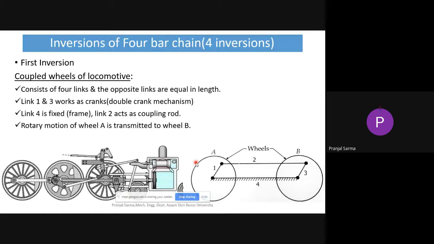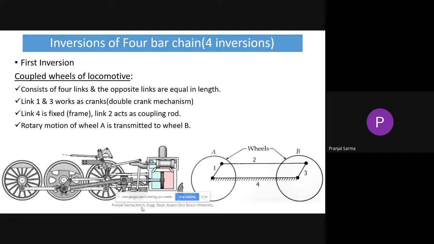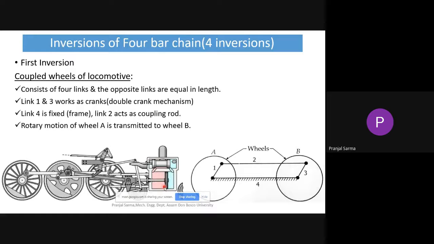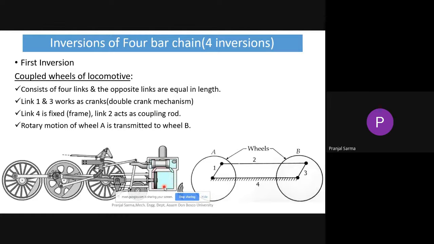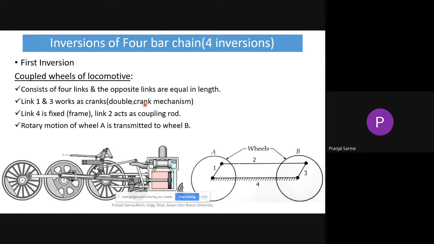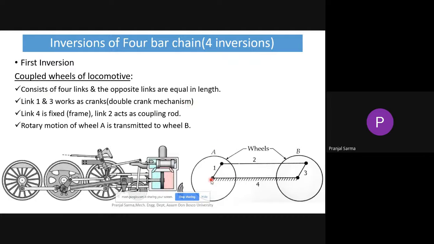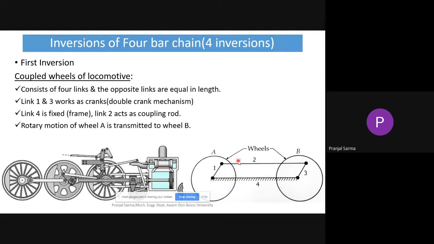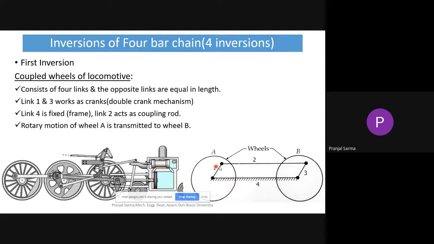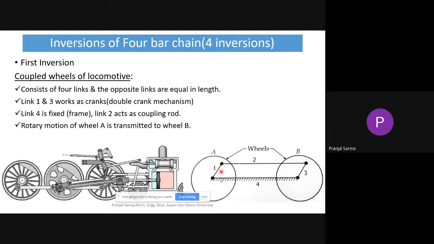As is evident in the GIF, the video that is playing, you might have seen some wheels on the engine side. The wheels are coupled, mostly on the engine side, and that is the coupled wheels of a locomotive, the first inversion of the four-bar chain. So what does it have? Basically it consists of four links, and the opposite links are equal in length. It is a basic four-bar mechanism, and four links you definitely have. But the interesting thing is that the opposite links are equal in length.